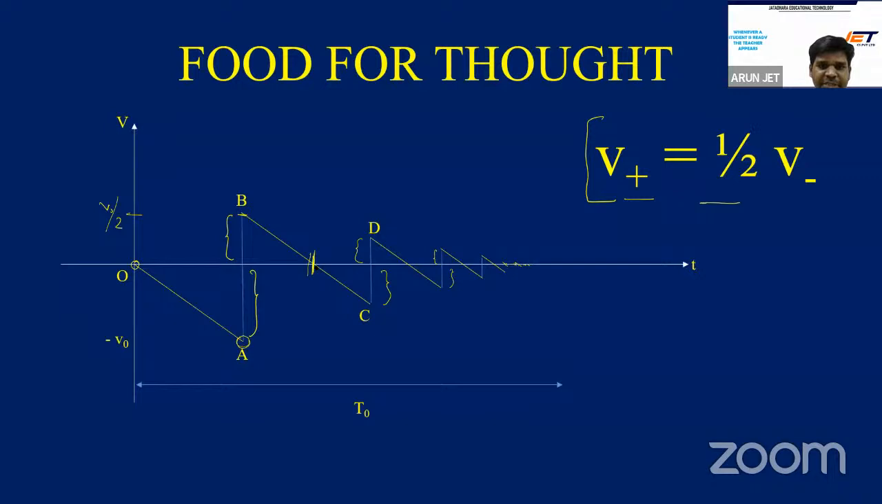It's again returning in the return journey, it's coming down. It will hit the ground at C with velocity V0/2. It will rebound with velocity V0/4. Why V0/4? Because after rebound it's half the velocity before rebound.